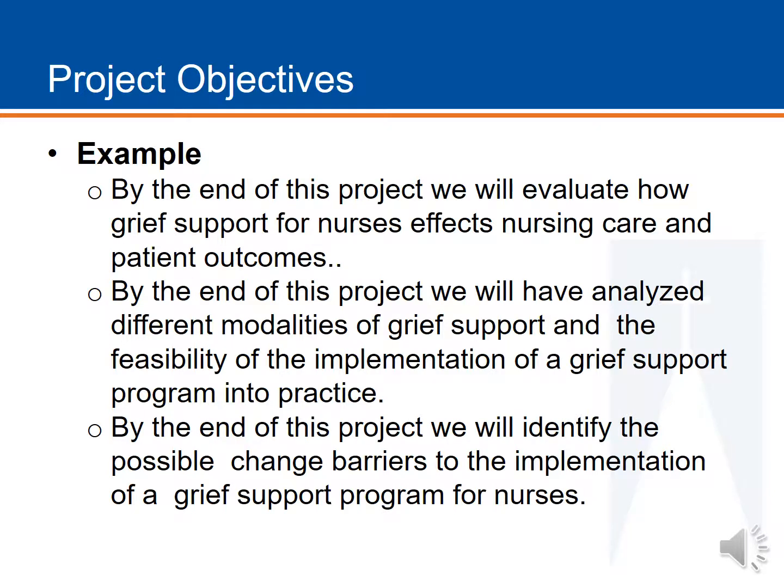The last one that the students had utilized is to look at the change barriers to implementation. And with that objective, it was really recognizing that part of the process we're going to go through is to include a change theory and see how that change theory is going to impact how we plan our project. So overall, looking at the project, you're evaluating a potential change, you're analyzing the different methods of implementation, the feasibility of implementation, and potentially even the change barriers related to that. So it's really broad objectives that you're doing for the overall project.